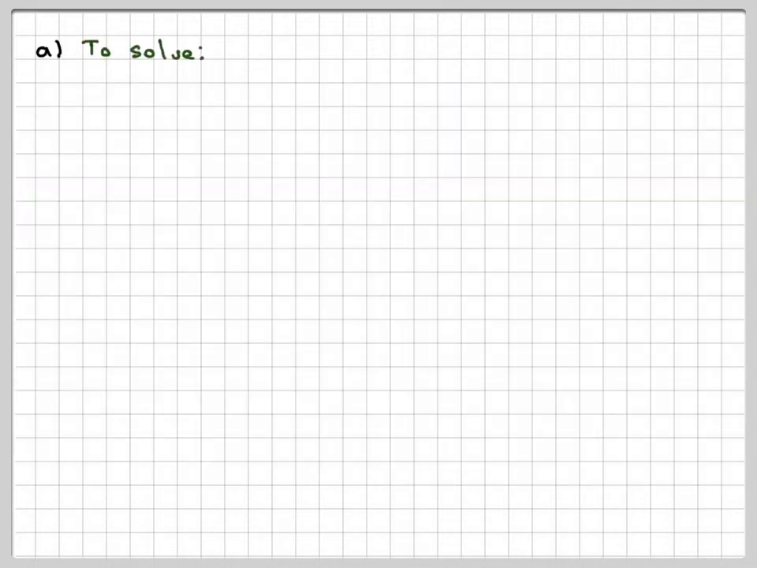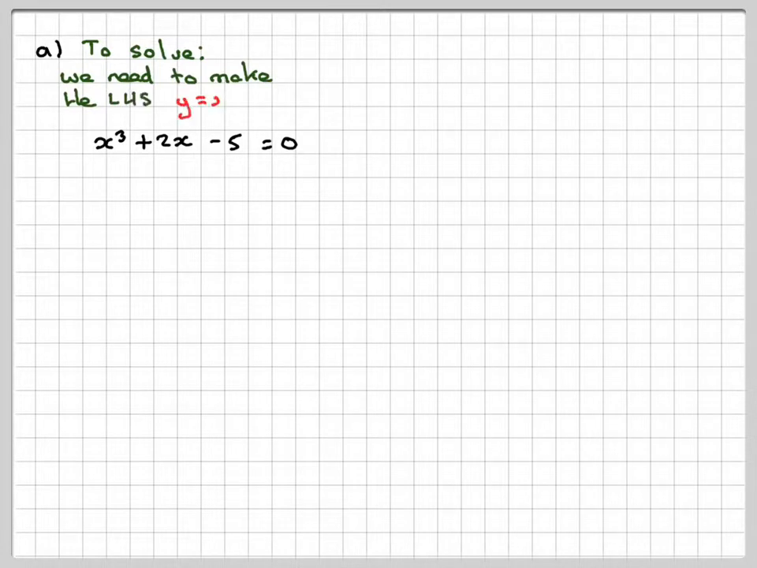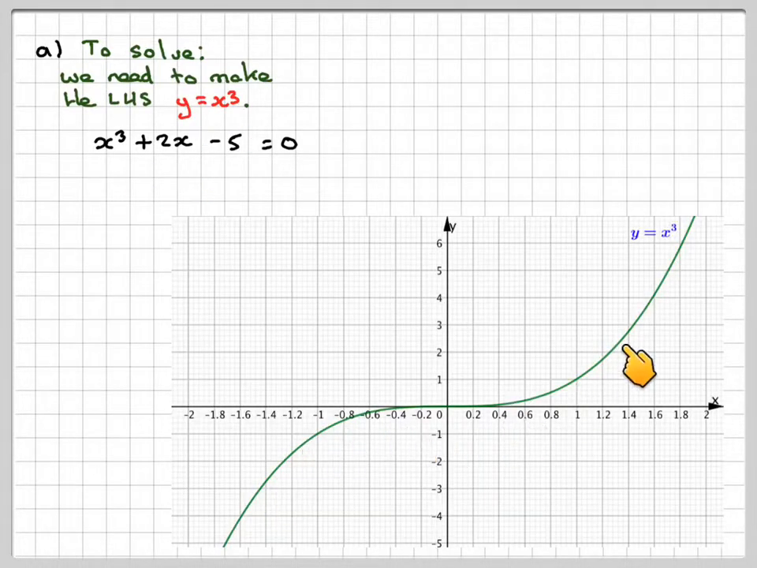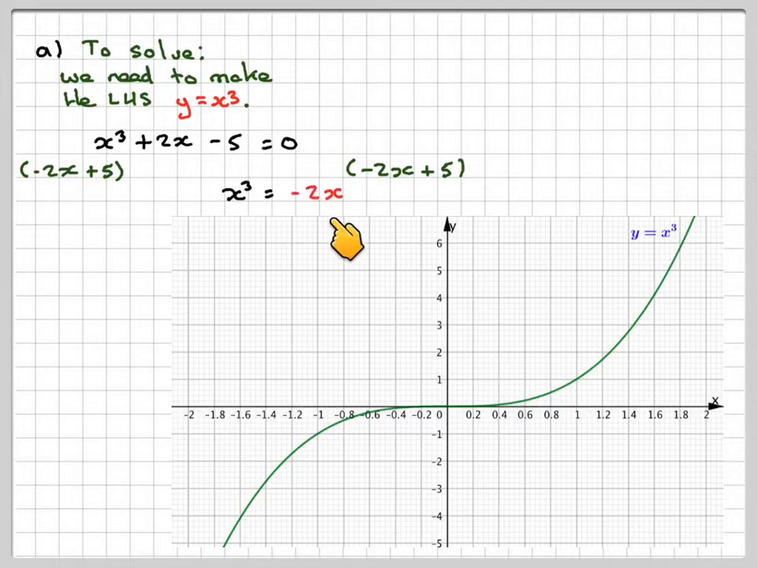Right, so in the first case we have to solve x cubed plus 2x minus 5 is equal to 0. We will need to make the left-hand side of this equal to y is equal to x cubed, because we've got the graph here of y is equal to x cubed. So here I will need to take 2x and add 5 to both sides. Doing that on the left-hand side, that's what LHS means, we get x cubed. On this side you're just going to get minus 2x plus 5.